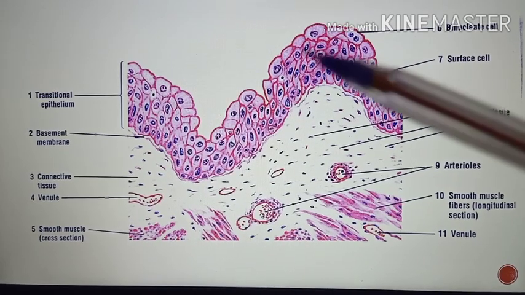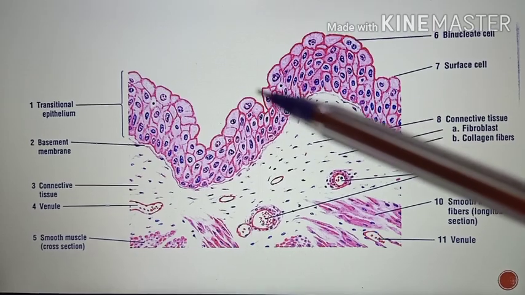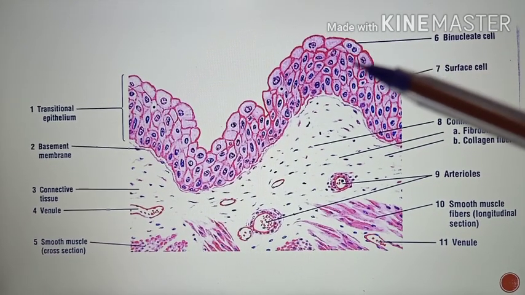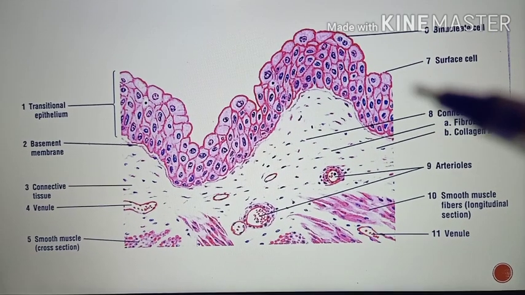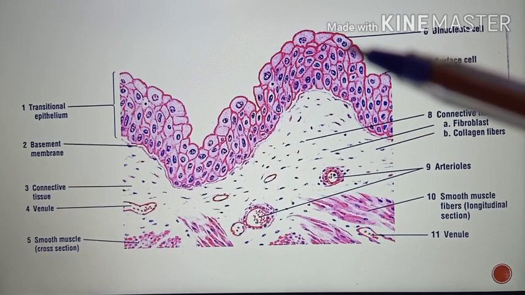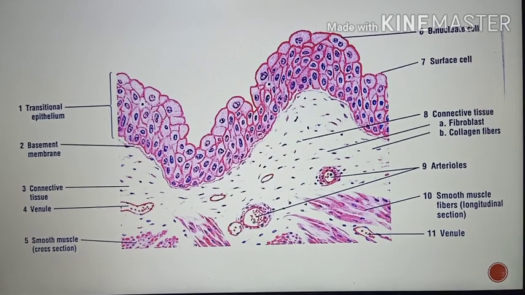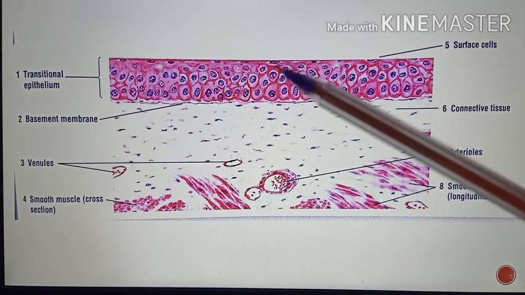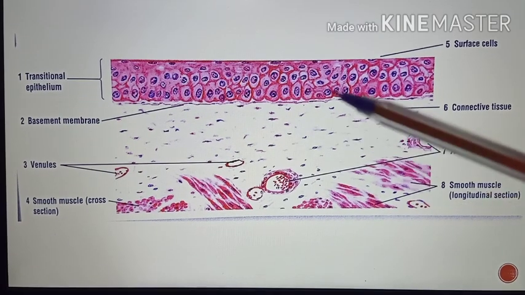Cells on the surface, what you can see here, so this surface cells which is towards the lumen, so this surface cells are dome shape or else umbrella shaped cells. And also you can see some cells will be having 2 nucleus which is present in them, and they are called the binucleate cells. So in this picture you can see the mucous membrane in a stretched state.